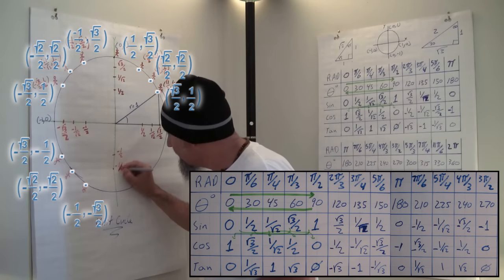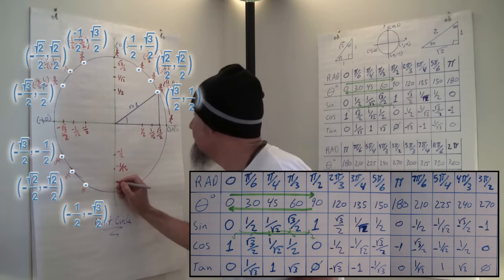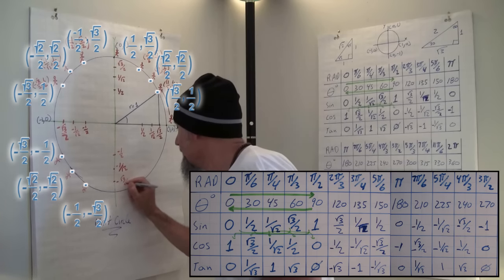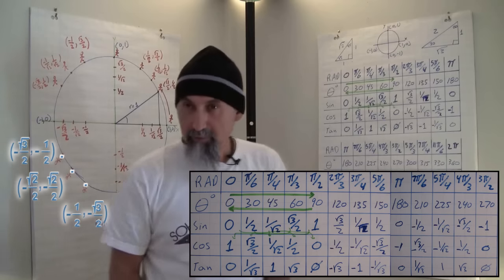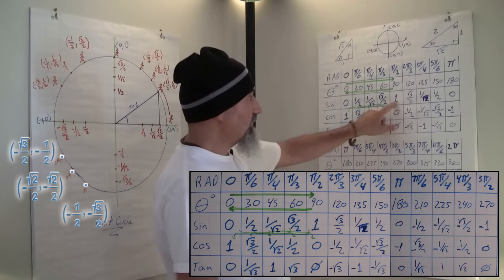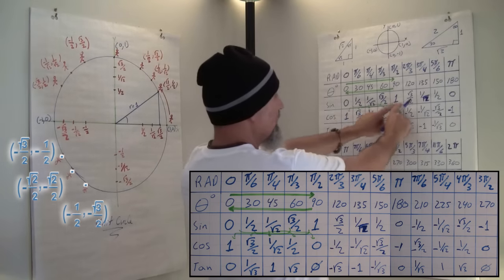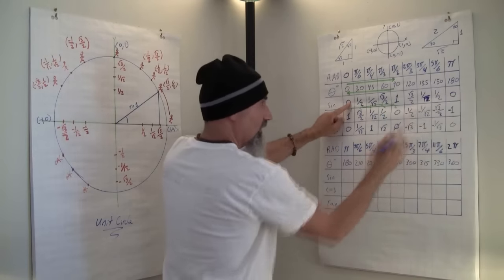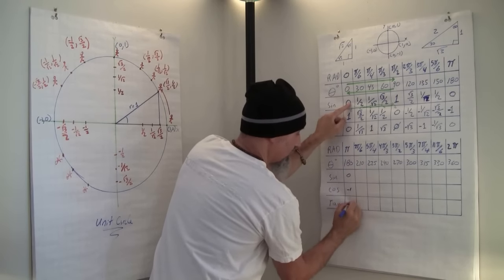Let's see if this comes out better. And negative root 3 over 2. So it repeats again. It does a rotation, right? So all I do with this is when I'm doing the sines, when I come to 1, I go boing, boing, boing, boing. So I'm at 0. I'm just going to copy this column down here. 0, negative 1, and 0.